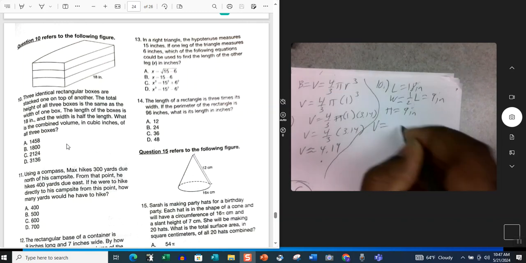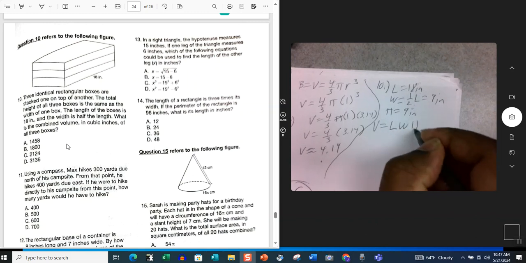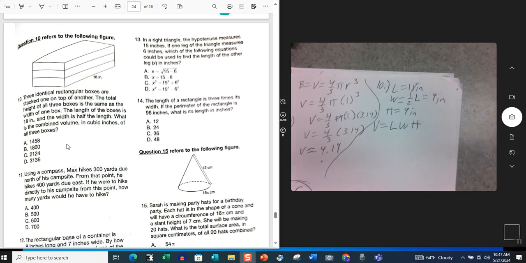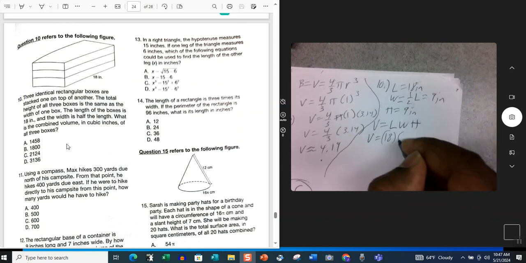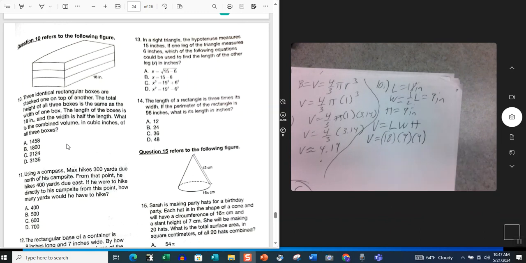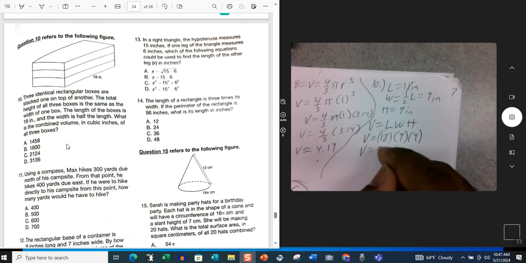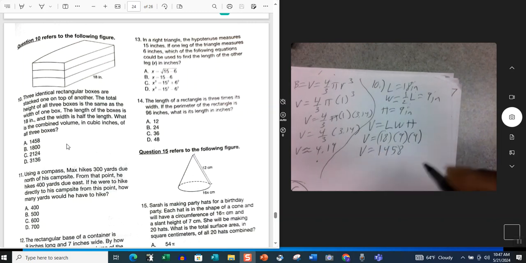So we know this volume is of a rectangular prism, which is length times width times height. So the volume is equal to the length is 18, the width is 9, and the height is 9. Okay, so now when we multiply all this together, this will give us 1,458, and that'll be cubic inches. So the volume is 1,458, which would be A. Okay, now we move on.